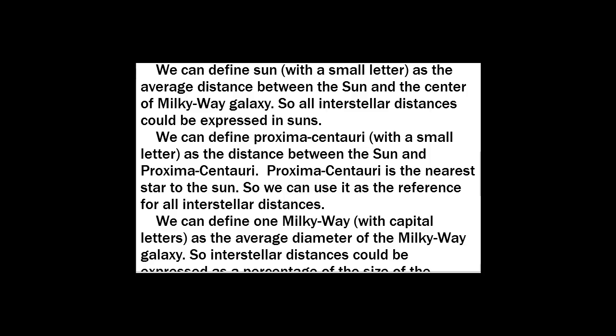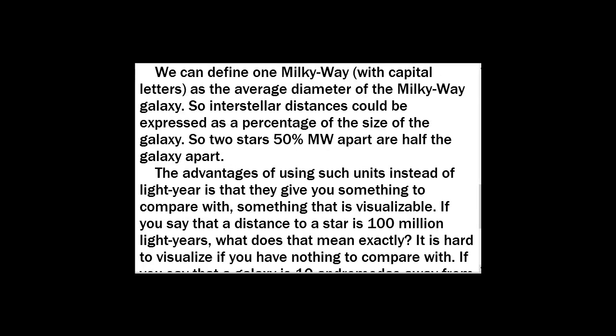We can define proxima centauri with a small letter as the distance between the Sun and Proxima Centauri. Proxima Centauri is the nearest star to the Sun, so we can use it as the reference for all interstellar distances. We can define one Milky Way with capital letters as the average diameter of the Milky Way galaxy, so interstellar distances could be expressed as a percentage of the size of the galaxy. So two stars 50% MW apart are half the galaxy apart.